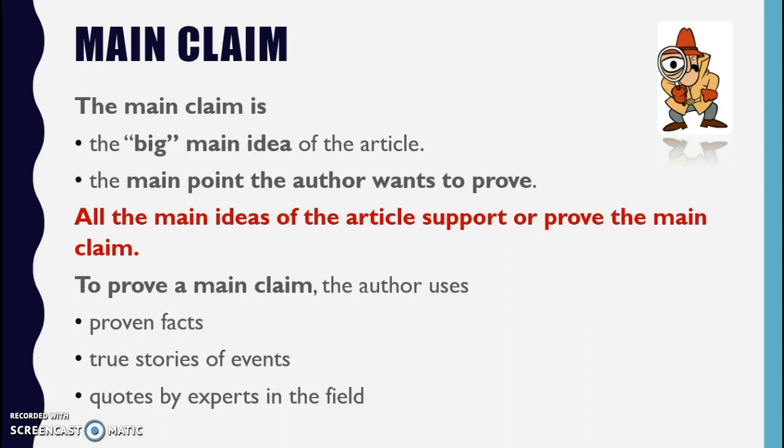So how does the author prove his main claim? They'll bring facts that are proven. He will sometimes tell a story of an event, or she can use a quote by an expert in the field. And that way, make the claim true. I've got facts, I've got a true story, and an expert thinks this way too.